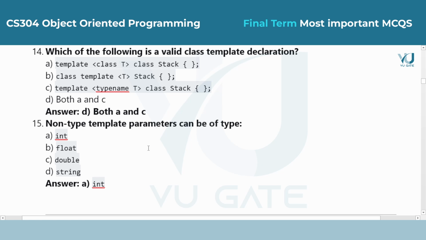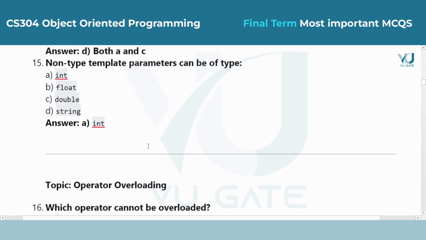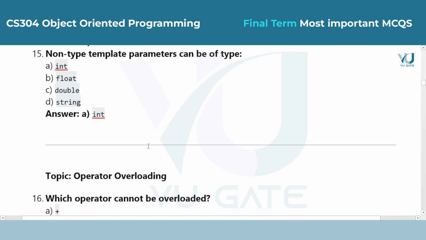Answer. D. Both A and C. Explanation. In C++ templates, the keywords class and typename are interchangeable when defining type parameters. Q15. Non-type template parameters can be of type. Answer. A. Int. Explanation. Templates can accept constant values as parameters. These are usually integral types, such as integers, rather than data types themselves.